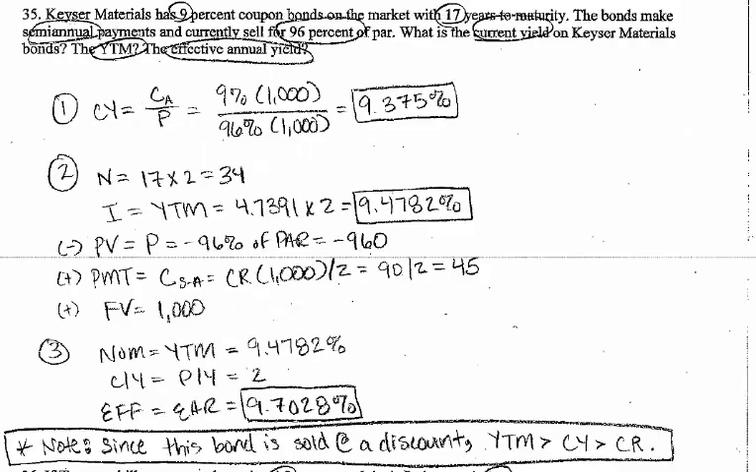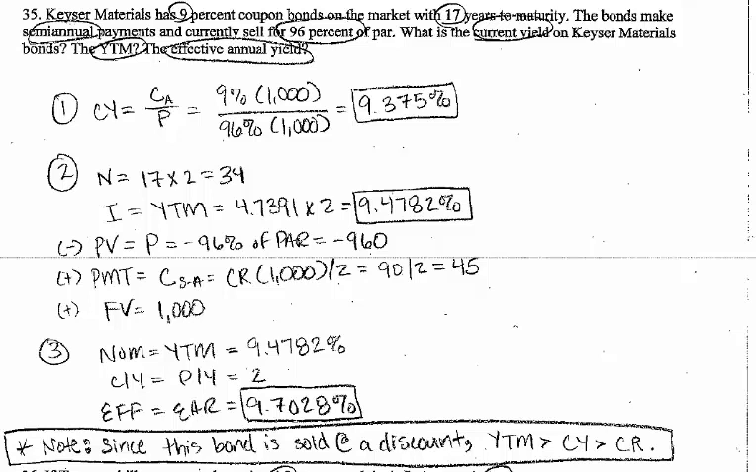Okay, now let's take a look at another problem. It's got a slight twist to it. It's a little bit like the second problem we did where you found the current yield, the yield to maturity, and the coupon rate. But in this case, you don't have to find the coupon rate, but you do have to find something else.